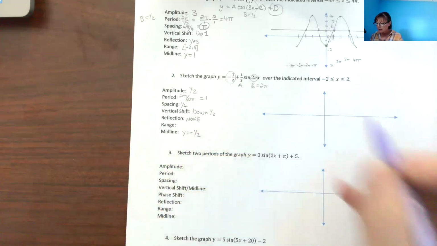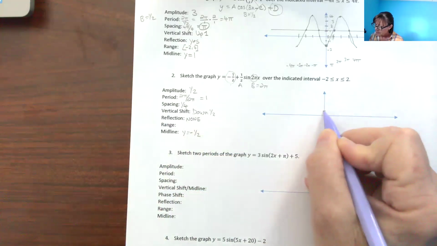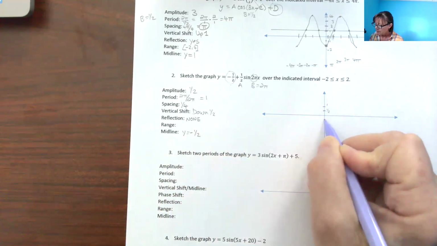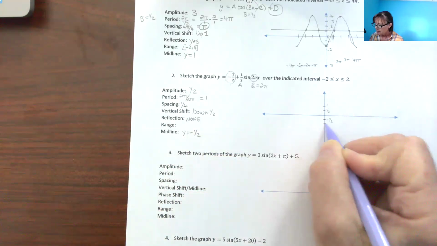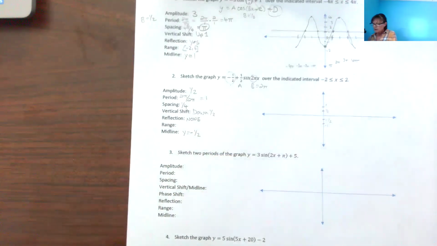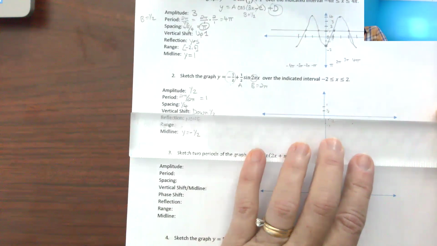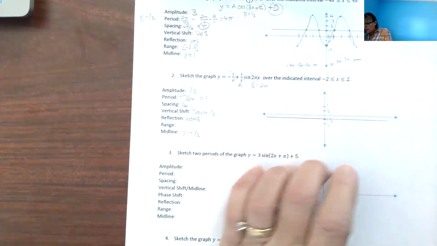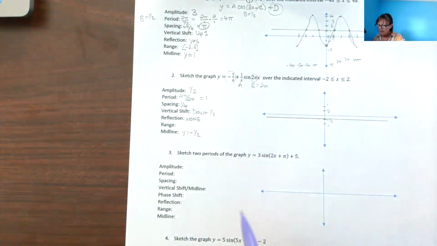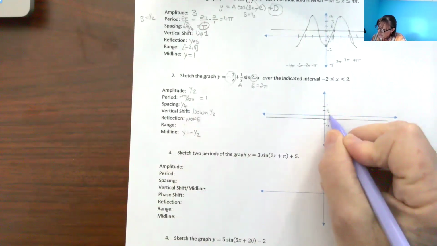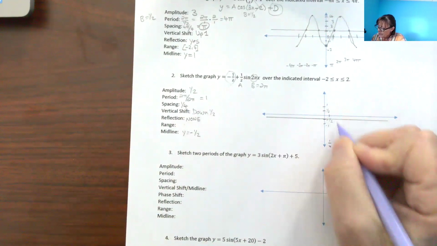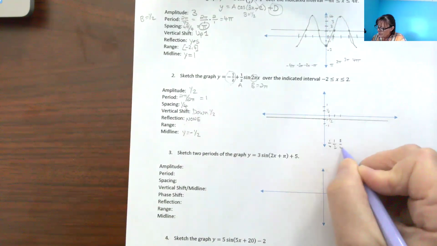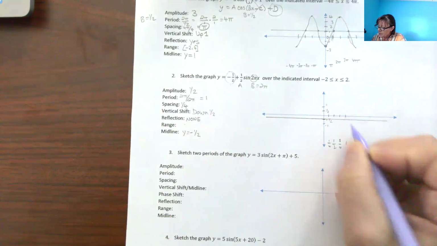So let me go ahead and draw that on here. Let's see. We'll call this 1, and this will be 1/2. This will be 0, and this will be -1/2. This will be -1. Okay. So I'm gonna put in my new midline right here. There it is. Okay. So I'll put in my x spacing 1/4. So this is 1/4, 1/2, 3/4, 1, and we're supposed to go all the way to 2.